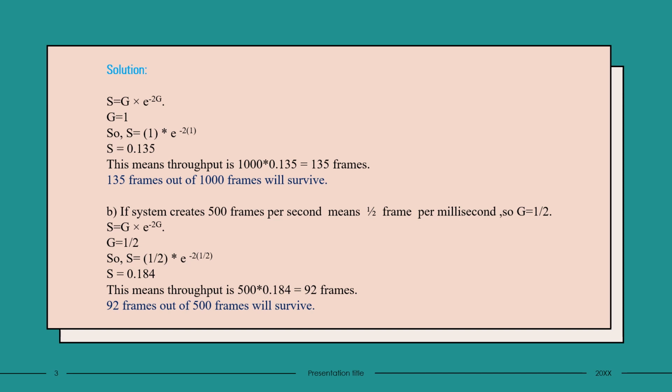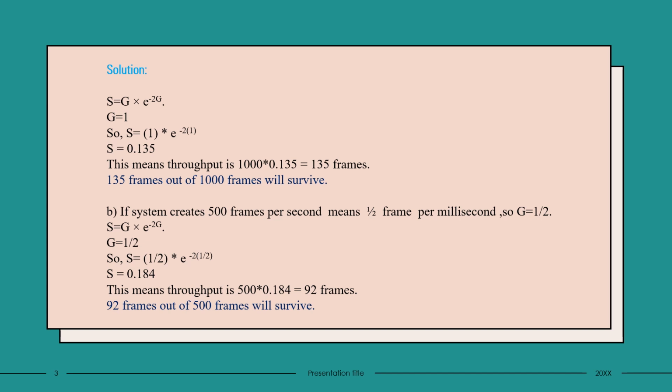Then we have to find the throughput for 1000 frames. For 1000 frames, you just multiply the S value with 1000. So you will get 135 frames. What is the meaning of this? Out of 1000 frames sent, 135 frames have reached the destination successfully. All other frames would have suffered due to collision. So that is the meaning.